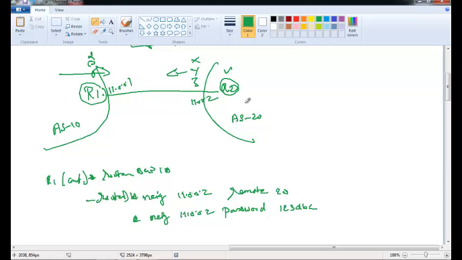Same way you go to router 2, say neighbor 11.0.0.1, remote AS 10 because 11.0.0.1 is in AS 10, and then say neighbor 11.0.0.1 password, the same password. That's all. Authentication over. Both sides' passwords should be the same.